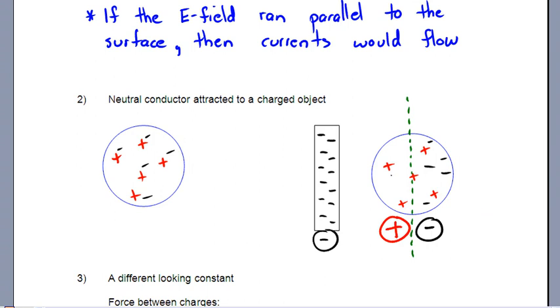So you'd have an attraction with this side, and Newton's third law would say the reverse as well, right, on that negative object. And then you'd have a little bit of repulsion over here. And the attraction beats the repulsion just based on distance. So that's why overall this thing would get attracted.